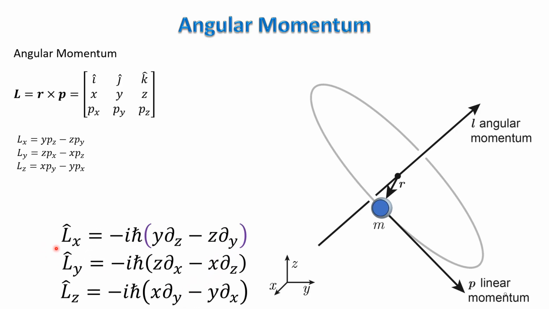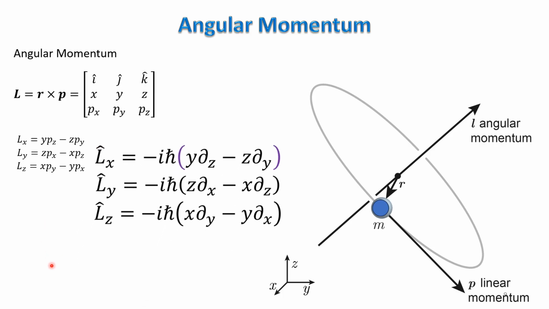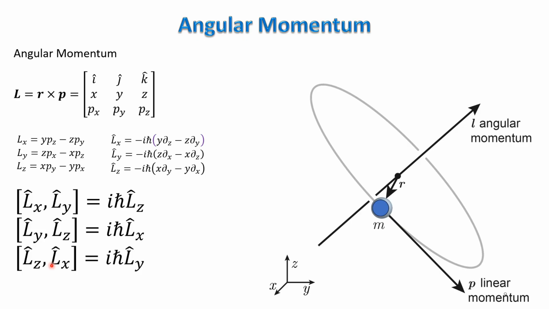Now the x component of angular momentum, we can obtain as L hat x, and this operator is minus iħ times (y into space slope in z minus z into space slope in y). So this will be the x component of angular momentum. Similarly, we can have the y and z components of angular momentum.